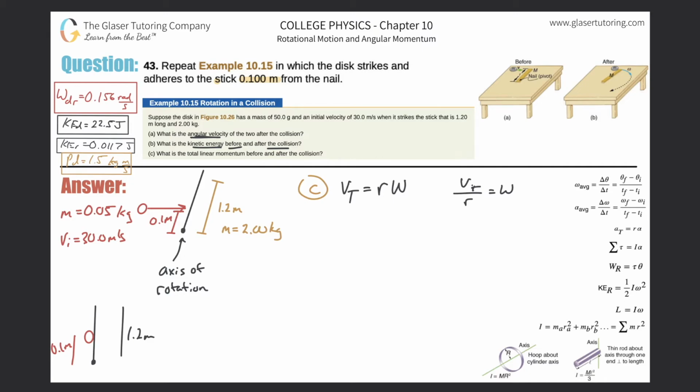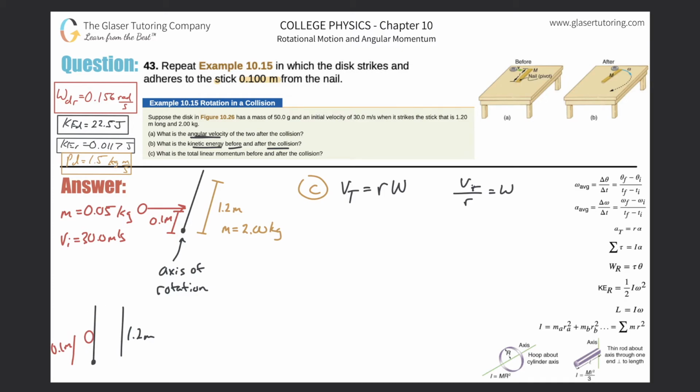Now we need to use this concept to try to find the total linear momentum after the collision. Knowing that this is a rotational problem, it's best to think about this in two pieces. One, we'll talk about the disk, and two, we will talk about the rod.